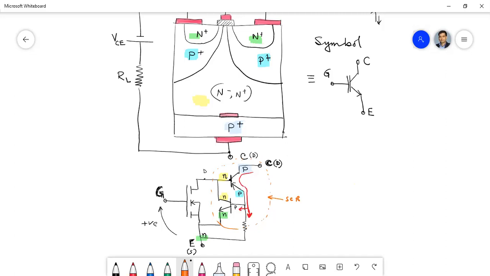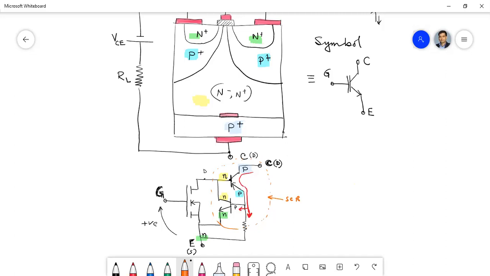Okay, so that is my objective. My objective is to turn on the device or switch the device like a MOSFET, and in the running condition, we can operate the device as a bipolar junction transistor. That is my objective. But this is not the objective, to run the device as an SCR. Okay, so what we can do is it.